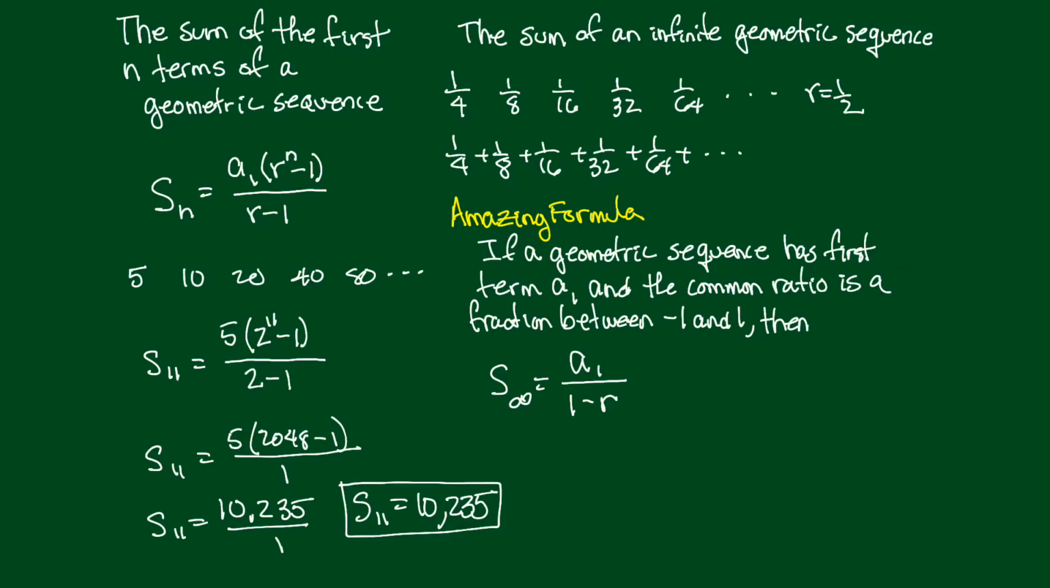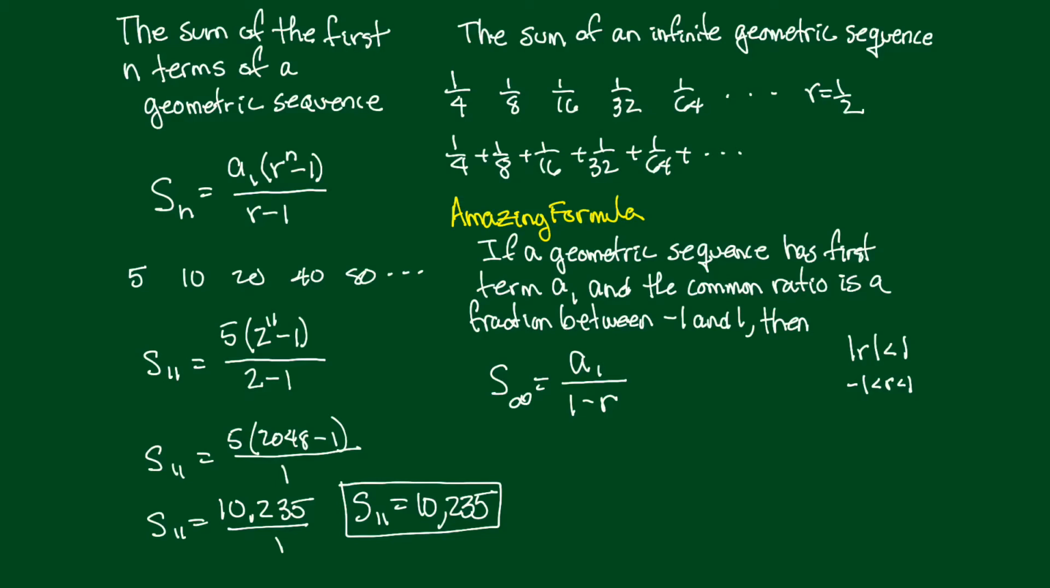Well, now here is an amazing formula. It is amazing. Here's what this says. If a geometric sequence has the first term a1, and if the common ratio is a fraction between -1 and 1, sometimes you'll see it like this: the absolute value of r is less than 1, which means -1 is less than r, which is less than 1. So if you have a geometric sequence and the common ratio is between -1 and 1, you can add up all infinitely many terms using that formula right there. What does it say? Just take the first term, divide it by 1 minus the common ratio.